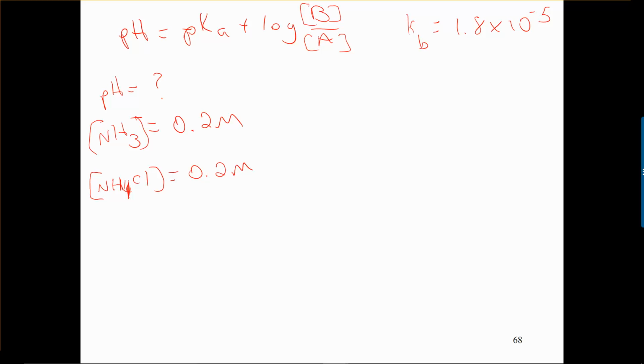Yes, this one's easy, right? Because the log of the base over the acid is 0, so the pH equals the pKa, the negative log of the Ka.